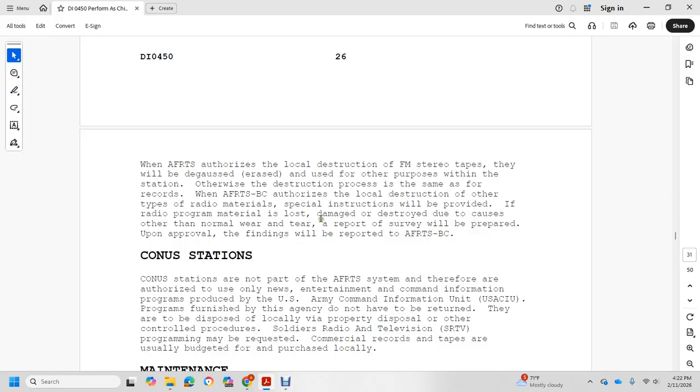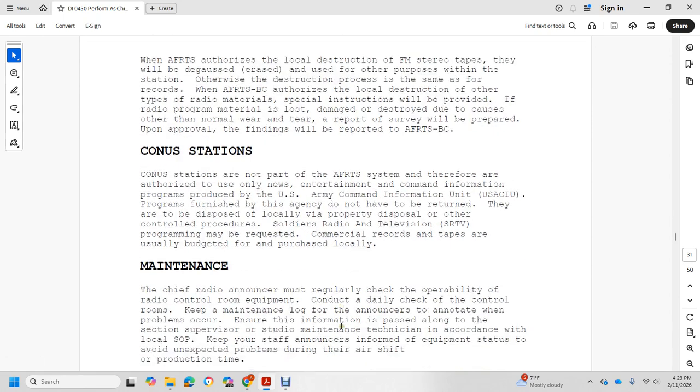Count-on stations. Count-on stations are not part of the Armed Forces Radio Television Service system. Therefore, they are authorized only the entertainment and command information programs produced for the U.S. Army Command Information Unit. Programs furnished by this agency do not have to be returned. They are to be disposed of locally via property disposal and other control procedures. Soldiers' radio and television programming may be requested. Commercial records and tapes are usually budgeted and purchased locally.